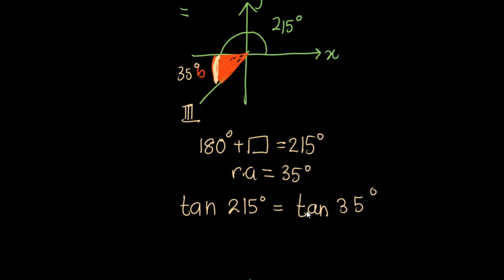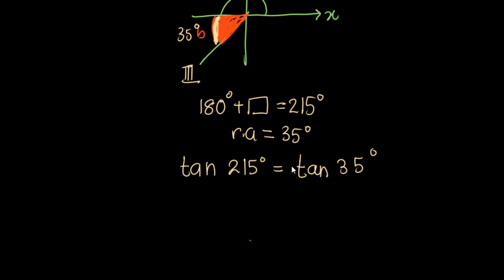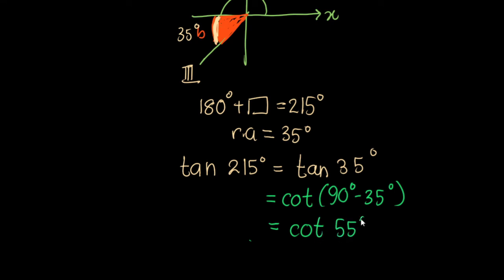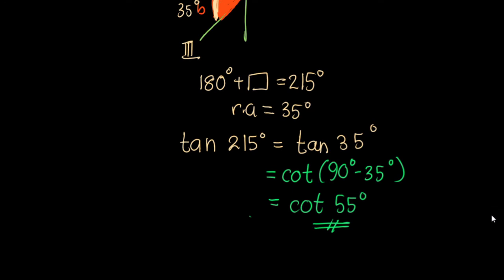Look at the complementary angle, the one you have in page 194 from your textbook. Okay, so tangent, what we should change it to? What's the complementary? Cotangent. So we write cotangent 90 minus 35. So how much is 90 minus 35? You will get cotangent 55. So this is the complementary angle. Right?